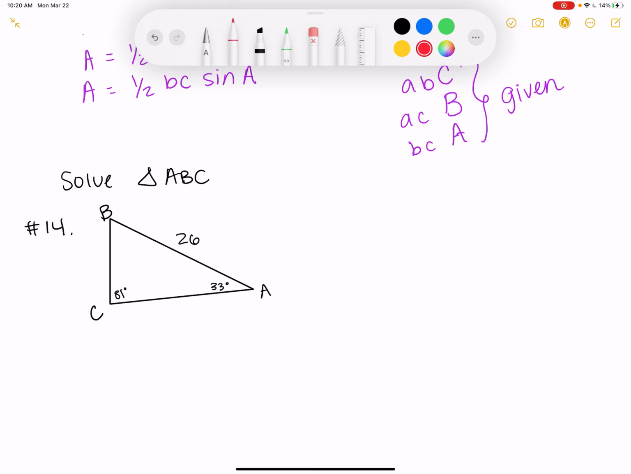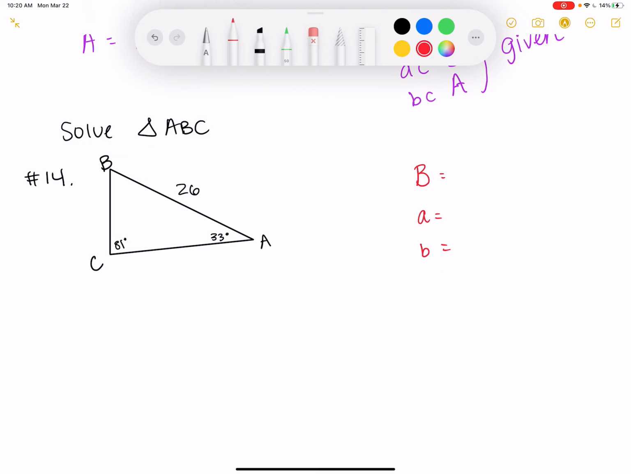So I need to find angle B. I need to find side A and side B. What section is this? Still 13.5, not 14.1. Those numbers aren't even the same.